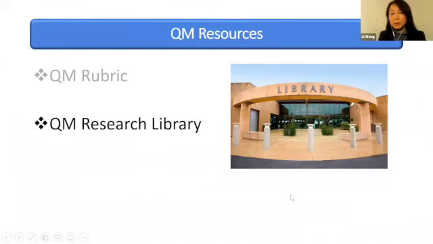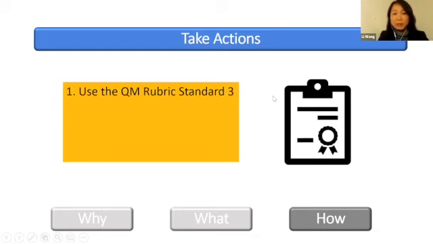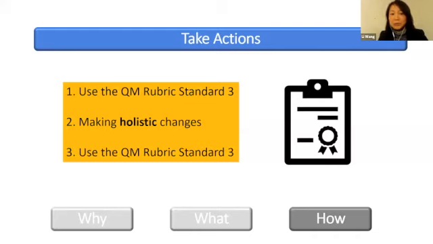So our presentations are based on these research studies and the best practice and instructional design theory as well. Just for your information. So how do we take the actions from this point? Number one, we have the QM rubric, and let's go to rubric standard 3. Then we're going to make holistic changes and use QM rubric standard 3 again to see if we are staying consistent with that standard.